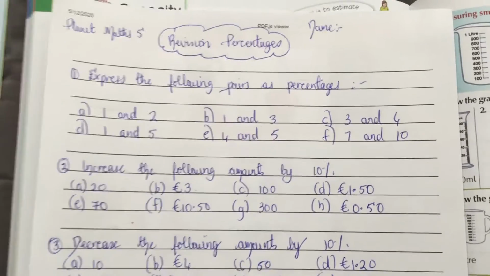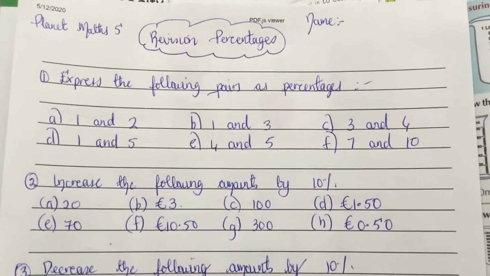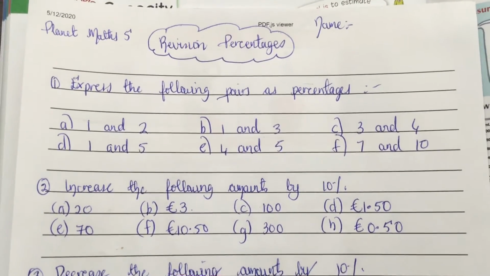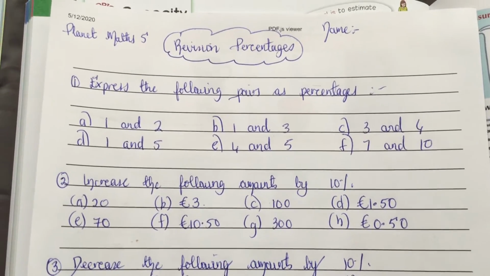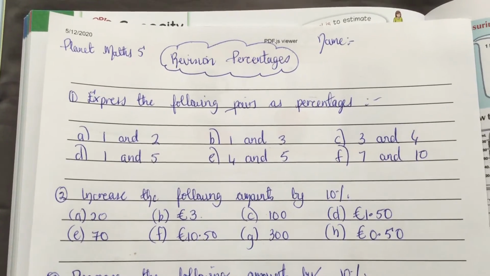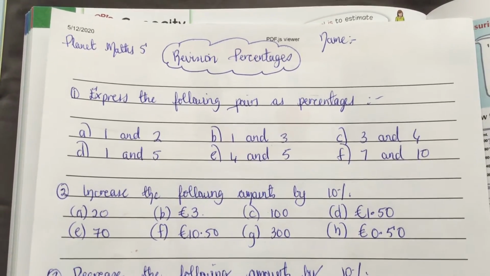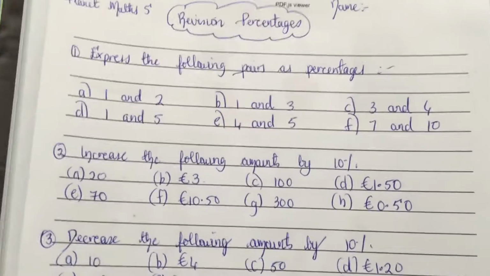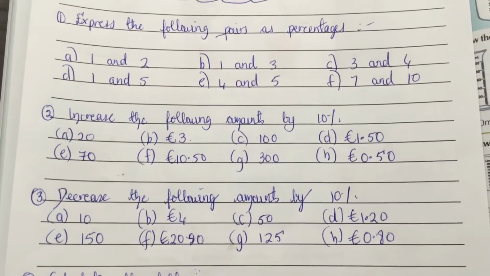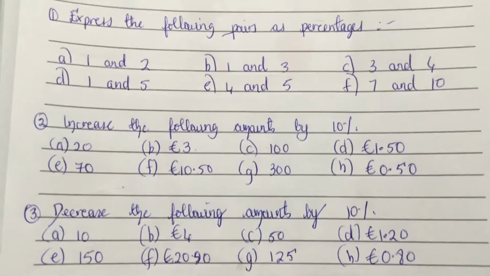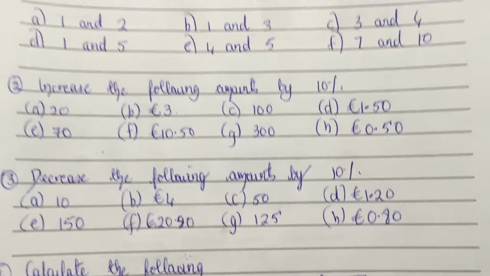And then I have also some revision work on Planet Maths, revision on percentages. So tonight I want you to do 1 and 2. So express the following pairs as percentages. So we have the pair 1 and 2, 1 and 3, 3 and 4, 1 and 5, and down to 7, 10. And you have to express it as a percentage. So it has to be 20%, 30%, 45%, etc.